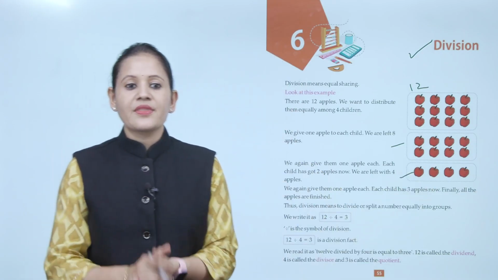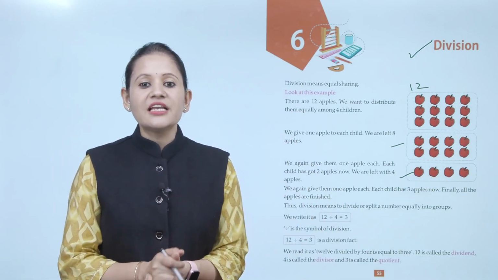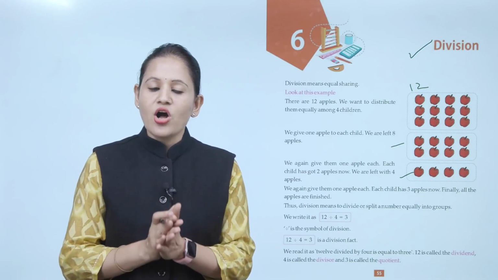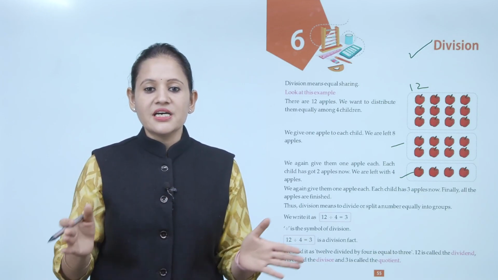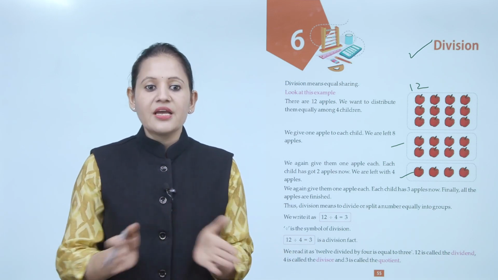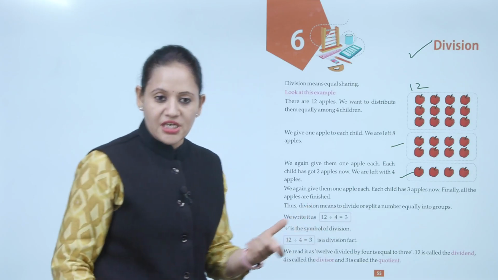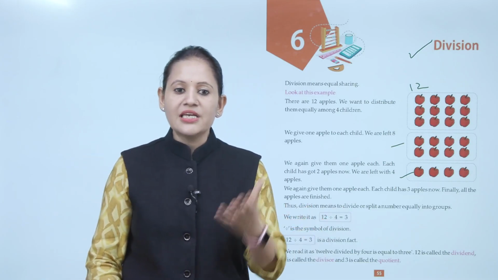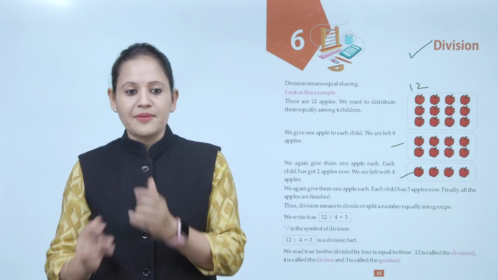Clear? Now we again give them 1 apple each. Each child will get 3 apples now. Finally all the apples are finished. Thus division means to divide or split a number equally among a group. So we write it as 12 divided by 4 equals 3. Total 12 apples were there. We have divided equally among 4 children. So each child will get 3 apples.